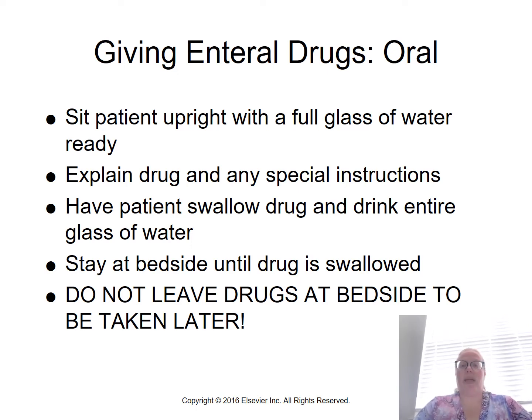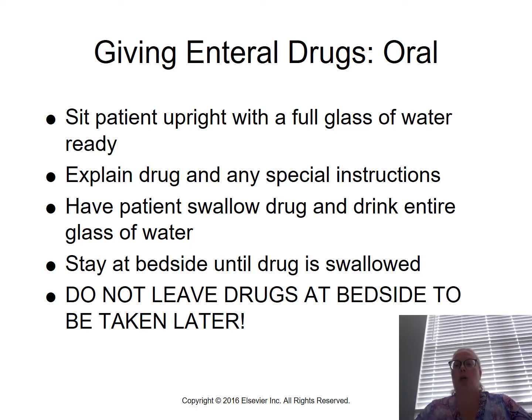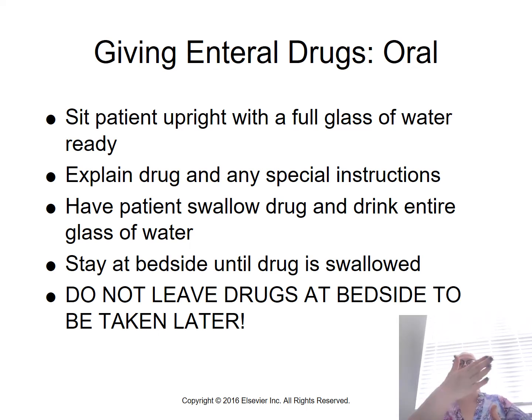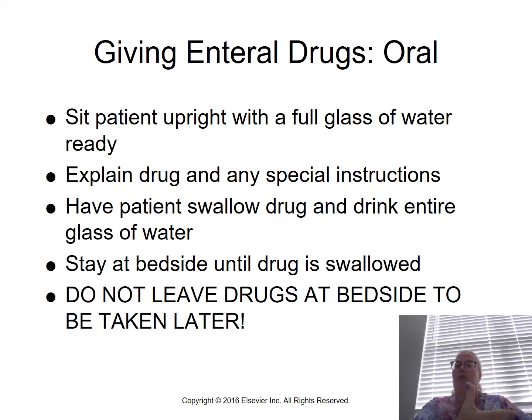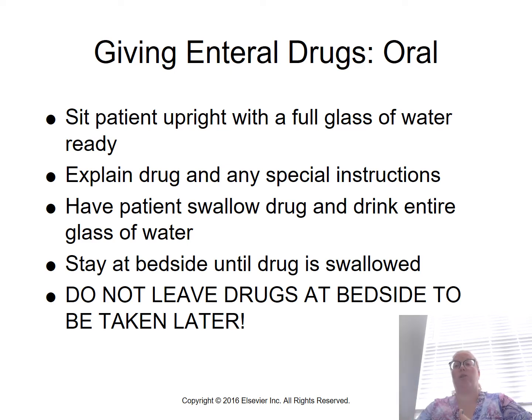So you want to explain the drug and any special instructions. It doesn't matter if the patient's been on the medication for 25 years. You as the nurse still need to tell the patient, okay, Mr. Smith, I have your lisinopril here, and this is for your high blood pressure. Okay, Mr. Smith, I have your oral vancomycin here, and this is for your C. diff, and this is the one you take every 6 hours.